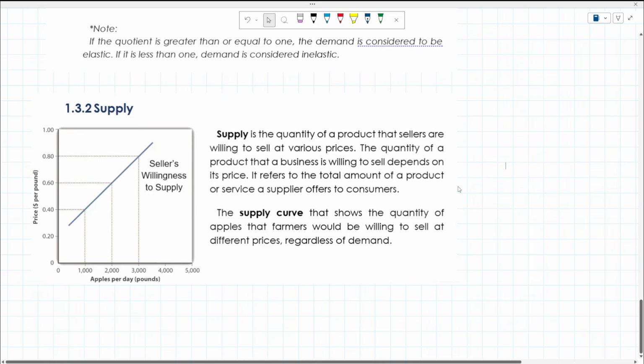Supply is the quantity of a product that sellers are willing to sell at various prices. The quantity of a product that a business is willing to sell depends on its price. It refers to the total amount of a product or service a supplier offers to consumers. As I mentioned, this supply curve shows the quantity of apples that farmers would be willing to sell at different prices regardless of demand.